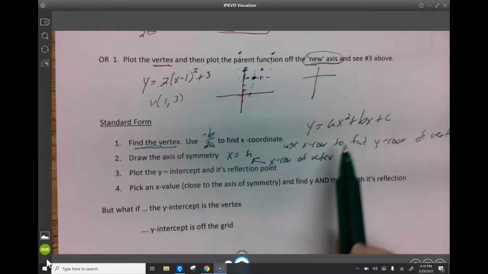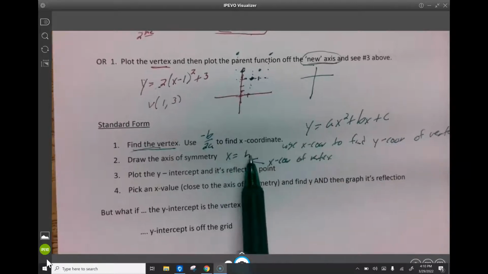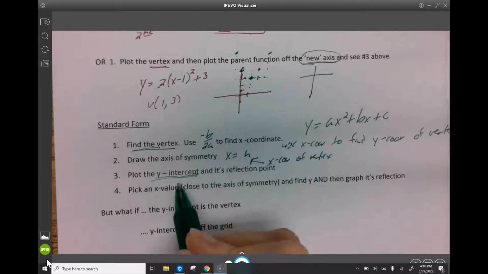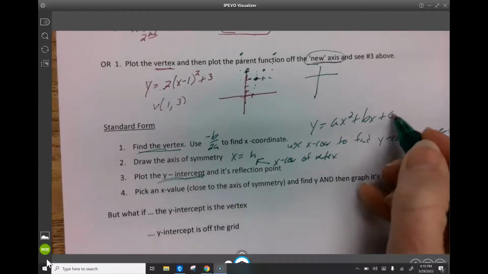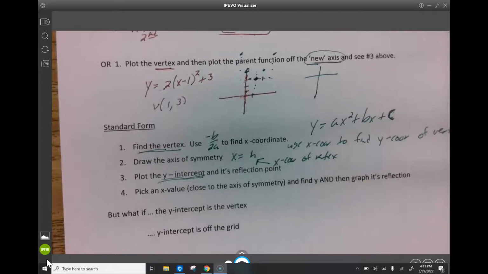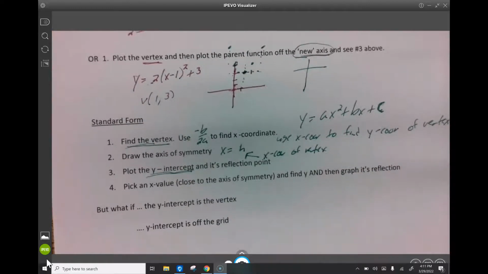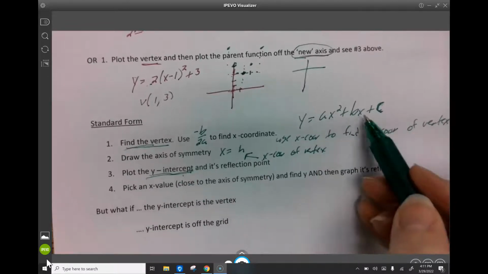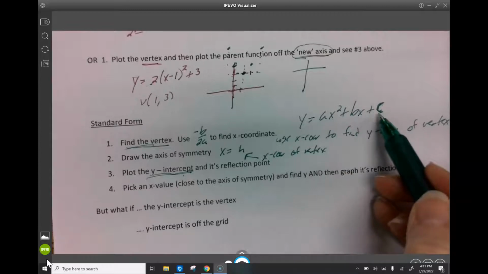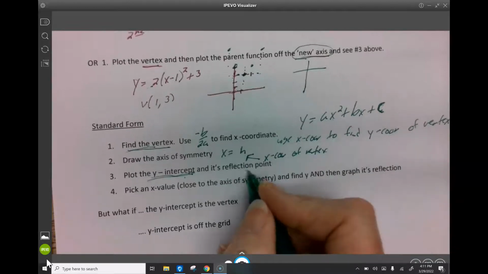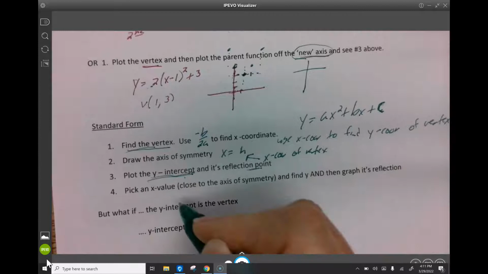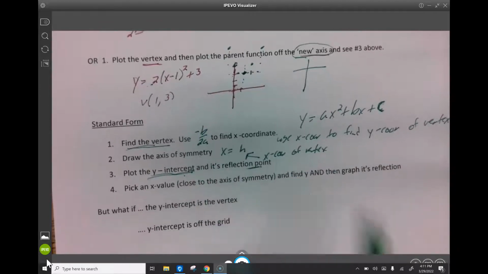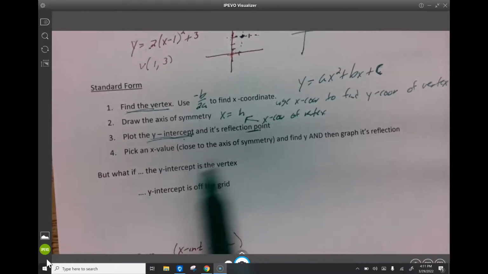So I find my vertex. I can then take my axis of symmetry and dot that in. Then you're going to plot the y-intercept. Remember, the y-intercept is always going to be your constant. Sometimes it's also the vertex. We'll talk about that. To find the y-intercept, you can also just plug in 0 for x, if you forget that the constant is how you do it. And then you're going to graph the reflection point. So you plot the y-intercept, and then you go across the axis of symmetry and plot the reflection point.